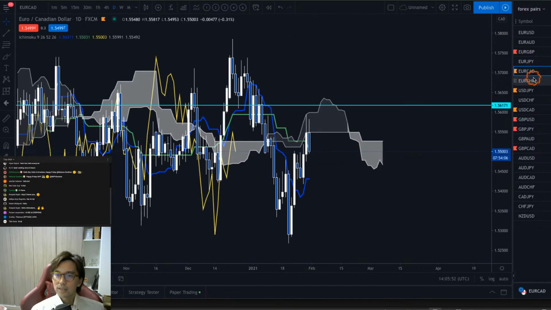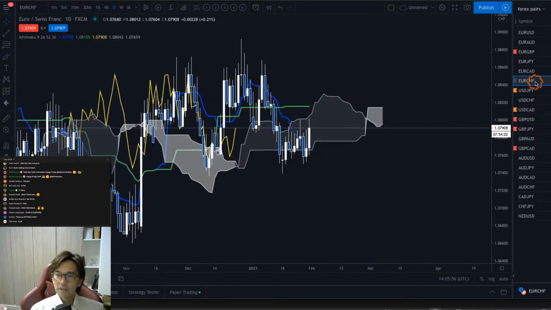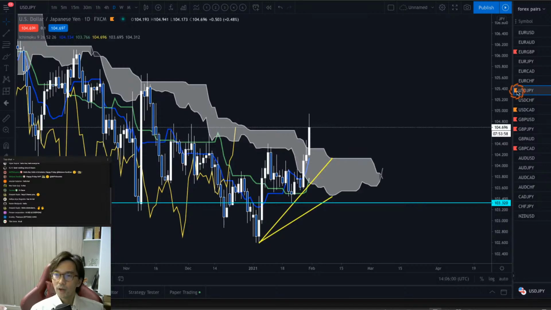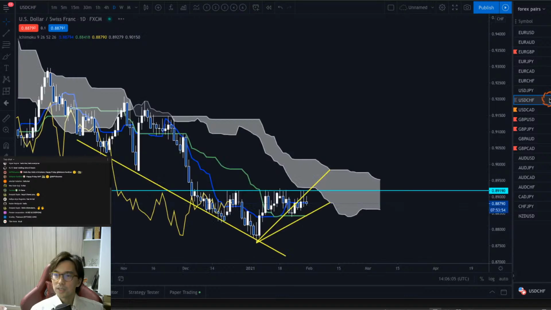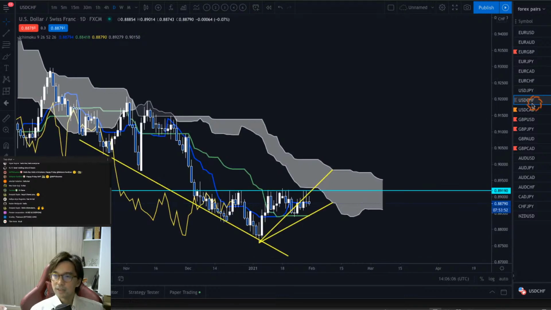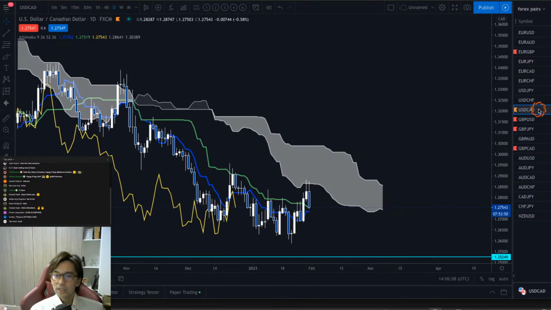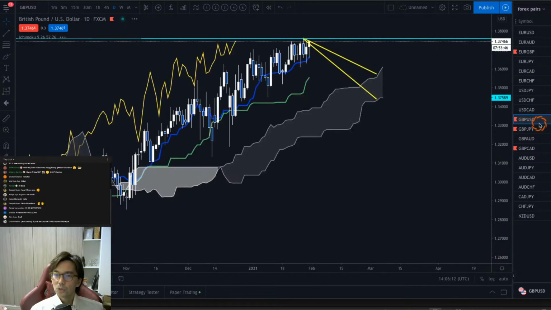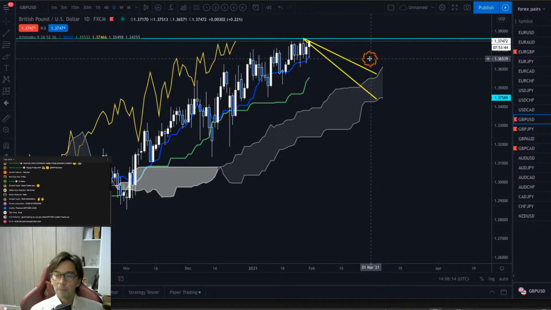So let's see, this one is ranging also, Euro CAD, and Euro CHF is also completely flat. It's clear. USD JPY is also flat ranging, and USD CHF is also ranging. It's flat. USD CAD daily chart is also ranging flat, and Pound USD is uptrending.